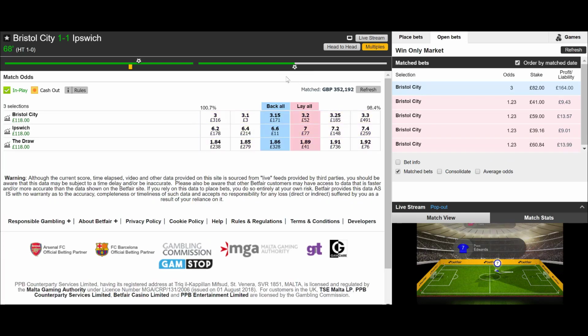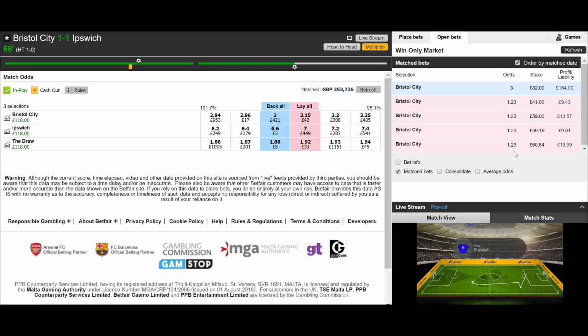So I mean, it was a well thought out trade in my view. I gave you plenty of reasoning for why I was opposing Bristol City in this particular scenario. Just didn't think that price looked right. They looked too short compared to how the match was actually developing. So it's just gone 1-1.